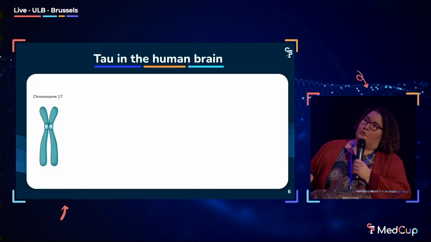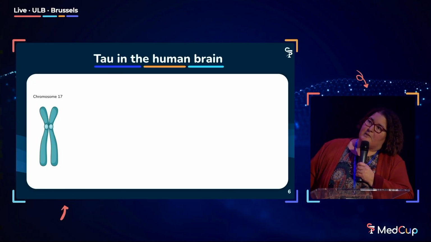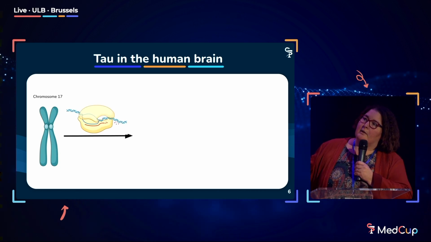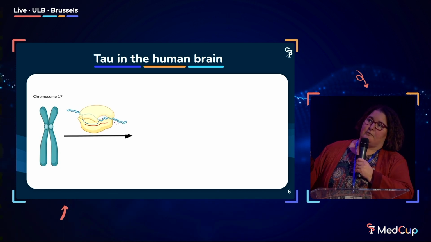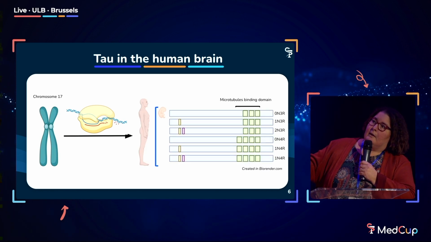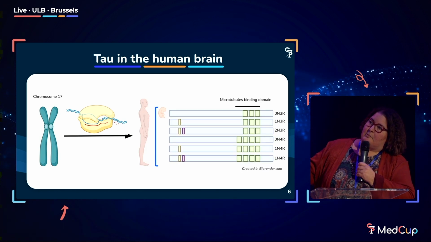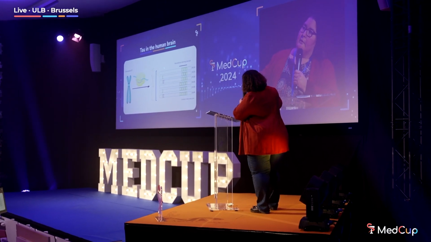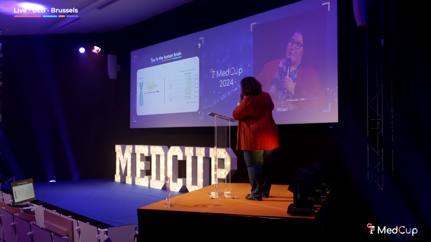The gene for tau is located on the chromosome 17 in the human brain. And it's transcribed in 6 isoforms. Thus here we have the 6 isoforms that we can find in the human adult brain. These isoforms differ by the absence or the presence of 1 or 2 inserts in the N-terminal part of the protein. That's why it's called 0N, 1N, or 2N.